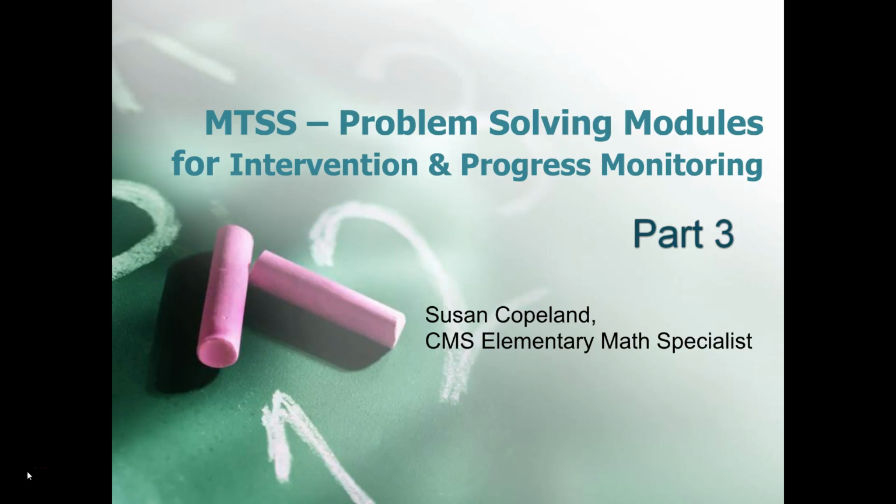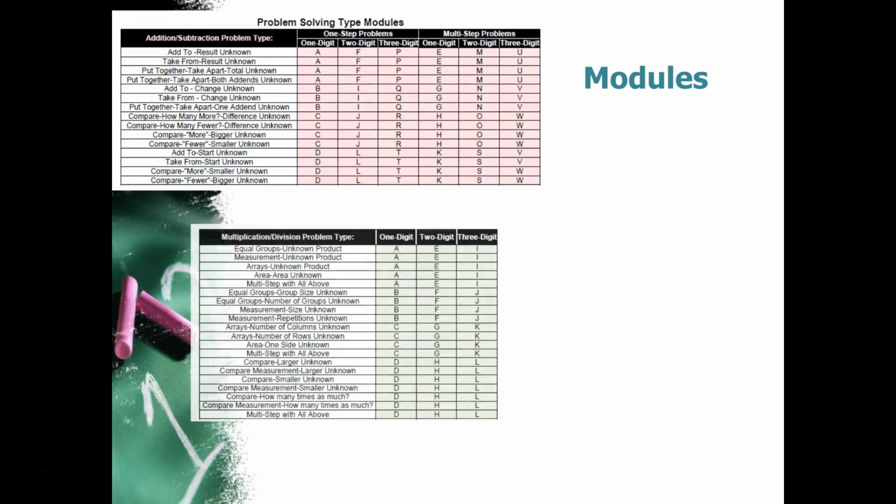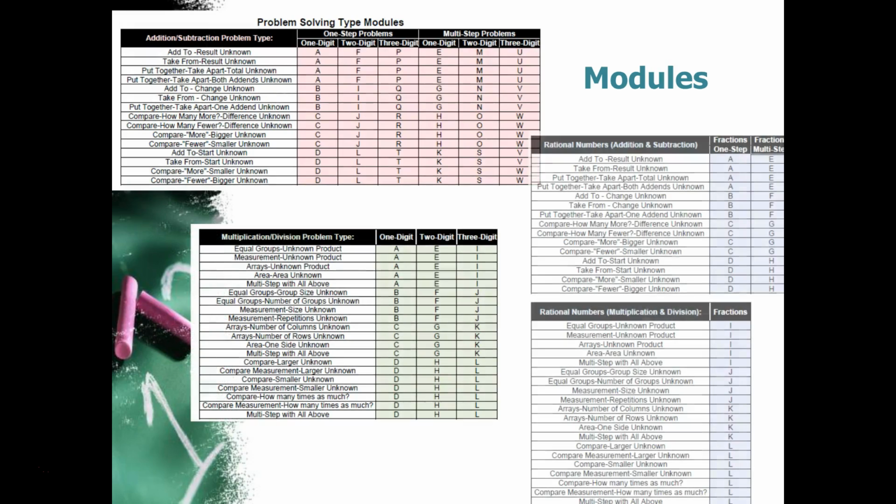Thank you for your interest in the MTSS problem-solving modules for Intervention and Progress Monitoring project. There are 3 different types of module sets, including addition-subtraction problems, multiplication-division problems, and rational numbers. Each module focuses on several problem types. This chart shows how problem types are grouped for modules.